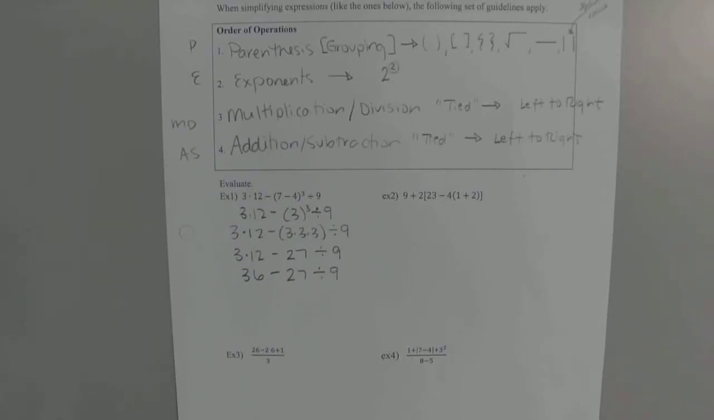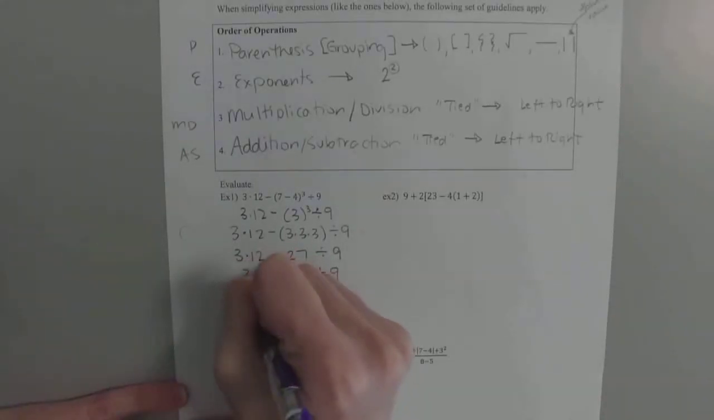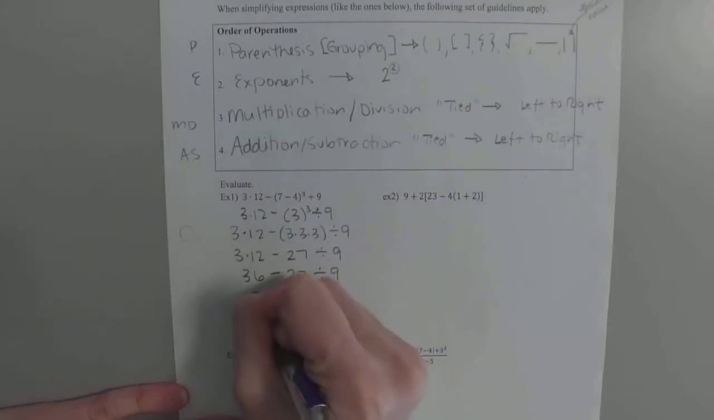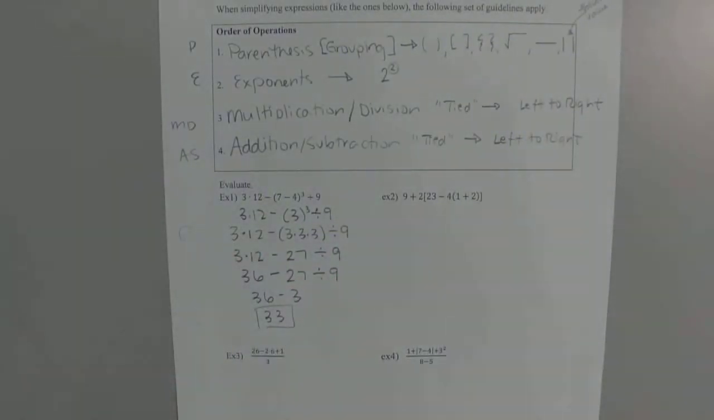And then what are we going to do next? Subtraction or division? Division, right? So what is 27 divided by 9? 3. So we end up with 36 minus 3, or 33.